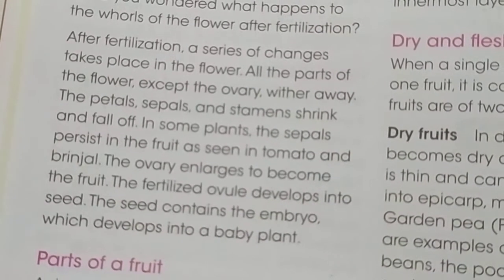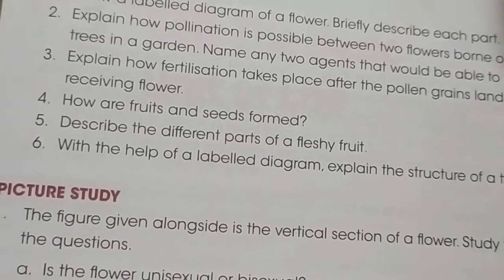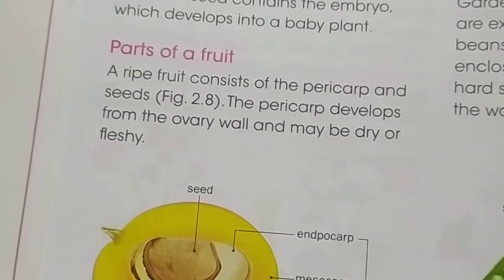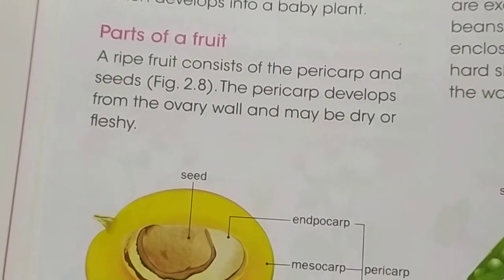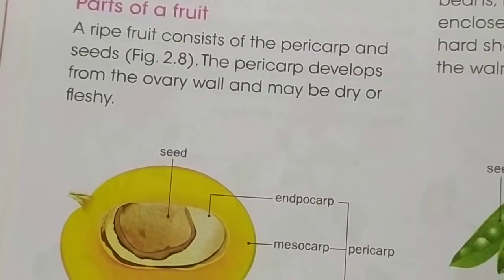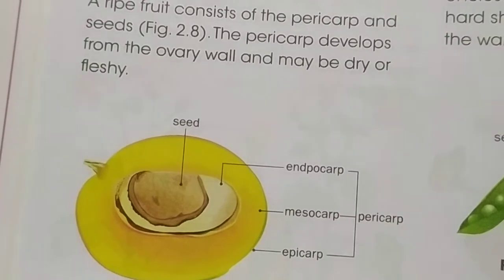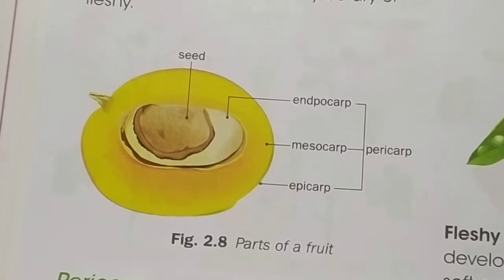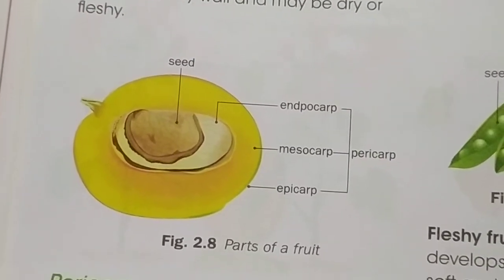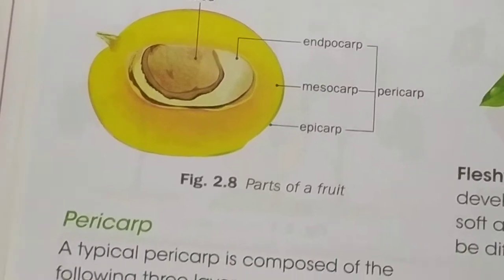Okay. Now the next question is number 5. Describe the different parts of a fleshy fruit. The answer is, a ripe fruit, parts of a fruit. From here you will start. A ripe fruit consists of pericarp and seeds. The pericarp develops from the ovary wall and may be dry or fleshy. If you want, you can draw the diagram also showing parts of a fruit. You can see the seed, pericarp, endocarp, mesocarp, epicarp.